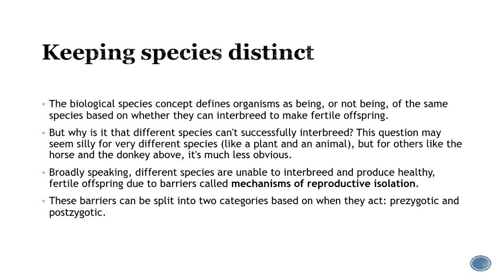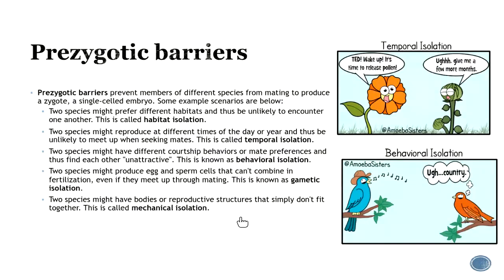So let's talk about the prezygotic ones, and there are different ones. These prevent the different species from mating to produce a zygote. Maybe their chromosome number is close enough that they could, but what we're doing is preventing that from happening. One way is habitat isolation, where they prefer different habitats and are unlikely to ever encounter each other. One might like the cold, one might like the hot, so those two totally different habitats prevent them from crossing paths.